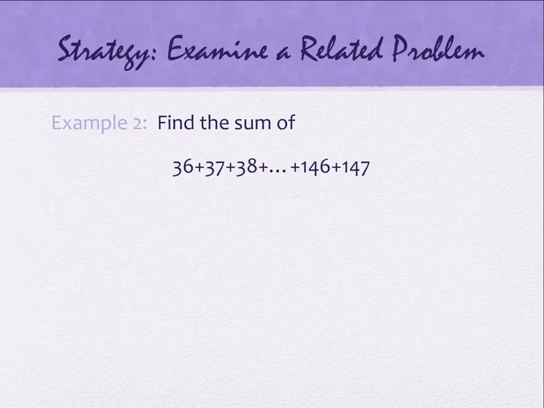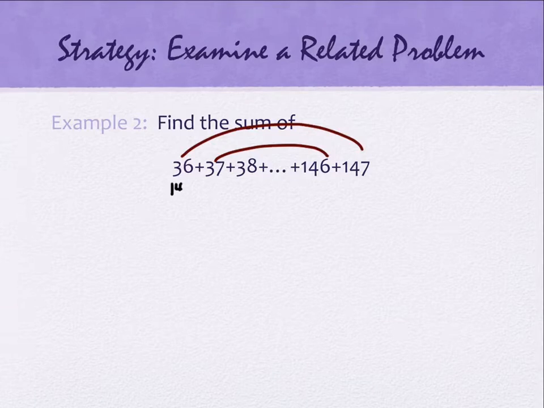Agreed? I'm still adding a bunch of things together. Now, what I suggested we do in the last one is that I looked at the pairings of the numbers, and I noticed that if I paired them up, the sums end up the same. Do they here as well? What do they end up being? 183? Is that right? Okay, 183. So I'm going to write them down in reverse order. It's 147, 146, 145. And then I end up with 37 and 36. And it's a bunch of 183s.